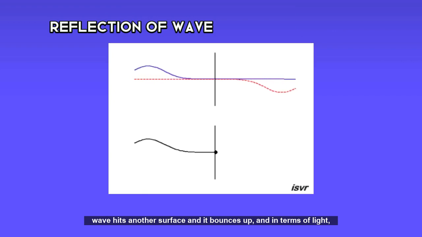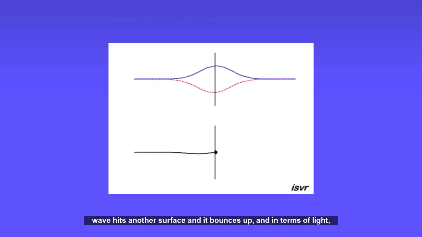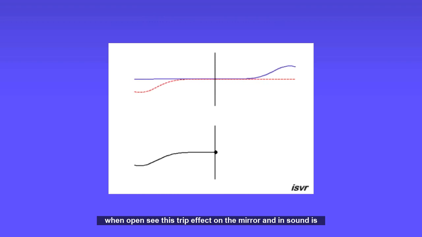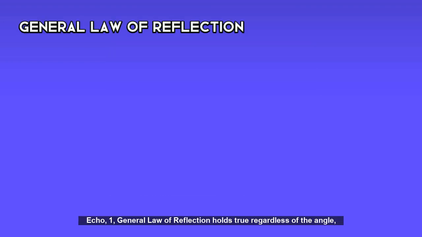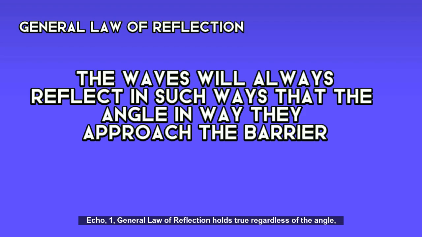Reflection of a wave is simply when a wave hits another surface and bounces off. In terms of light, we often see this effect on a mirror, and in sound it produces an echo. One general law of reflection holds true regardless of the angle at which the wave fronts approach the barrier. The waves will always reflect in such a way that the angle at which they approach the barrier equals the angle at which they reflect off the barrier. This is called the law of reflection. So that is the reflection of wave.